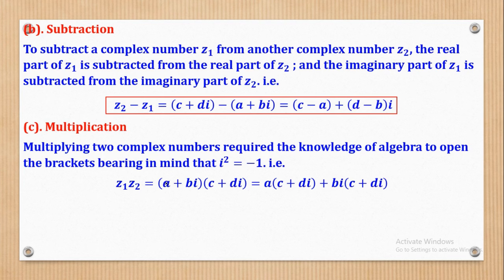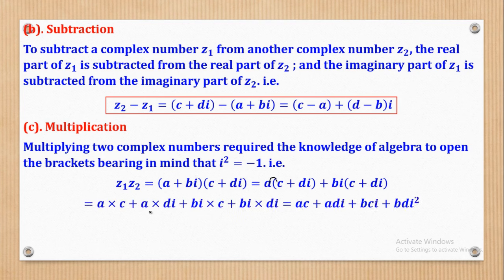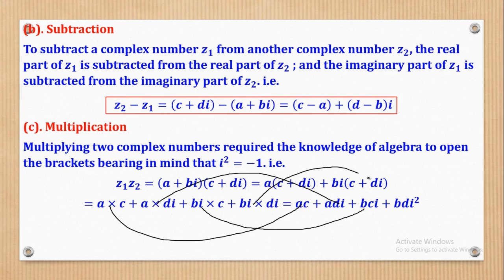Like we did in algebra, this one will multiply this and this to give you this, and also the whole of this will multiply this and this to give you this part. After that we shall open brackets further. This times this gives you this, then this times this gives you this, and this times this gives you this, then this times this gives you this. So from there I'll simplify. This gives you AC, this gives you ADi, this gives you BCi, and this gives you BDi squared.